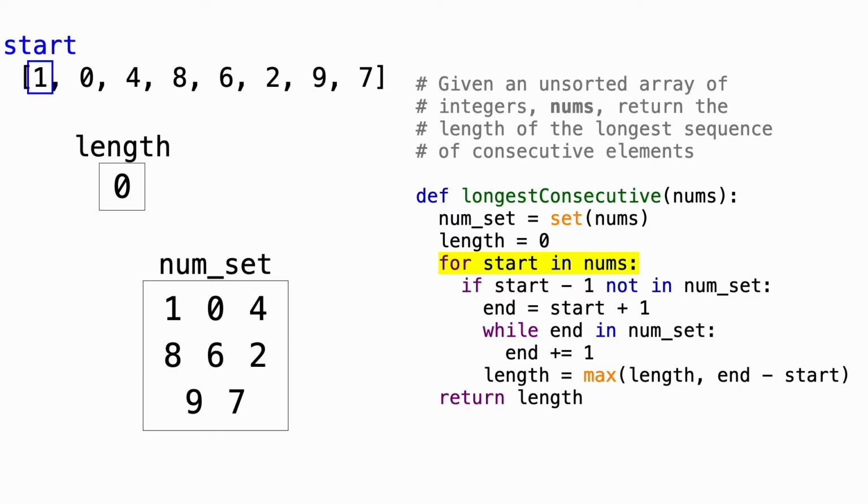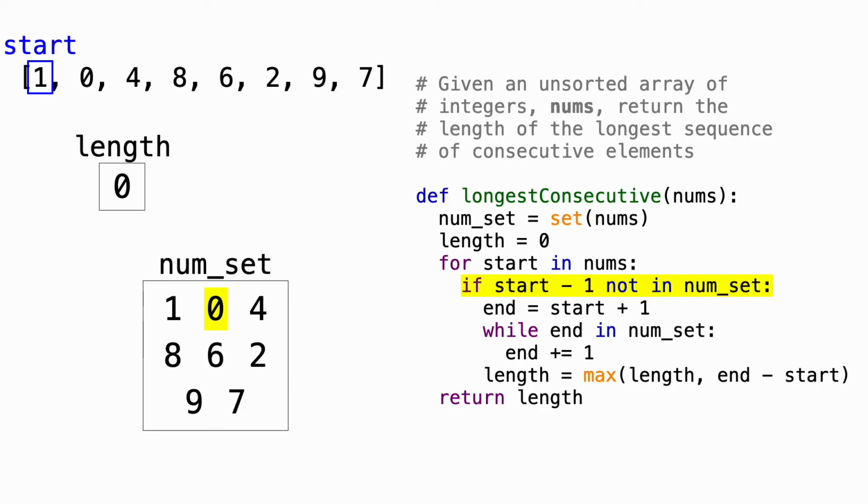Next, we're going to check if start is the start of a consecutive sequence. If it is, then we'll try to find the next number and keep the sequence going. And the way we'll test that is to check if start minus 1 is in numset. Right now, start minus 1 is 0, and as you can see, 0 is in the set. This means that 1 is not the start of a consecutive sequence, since we could start at 0 instead.